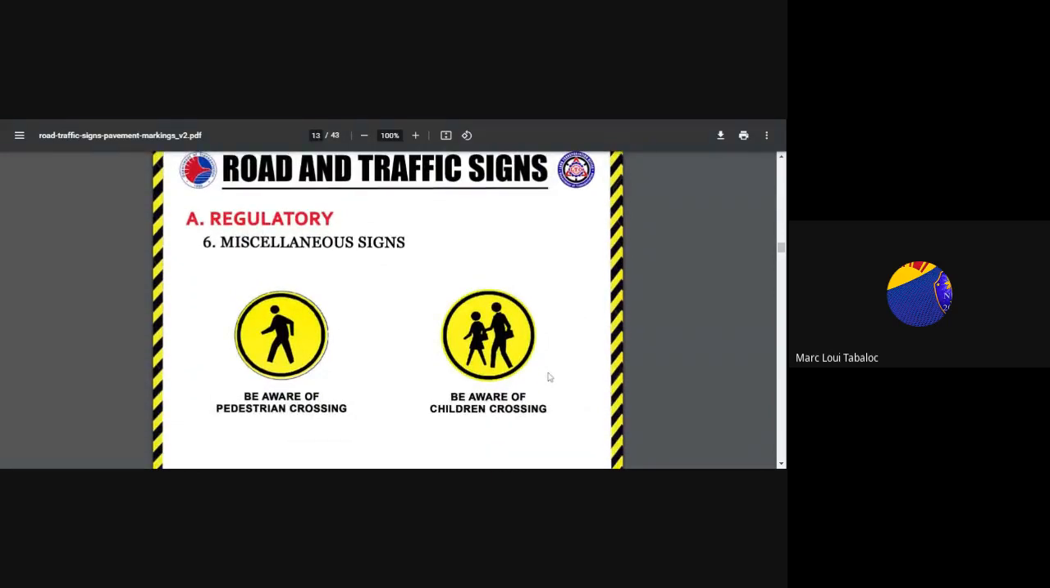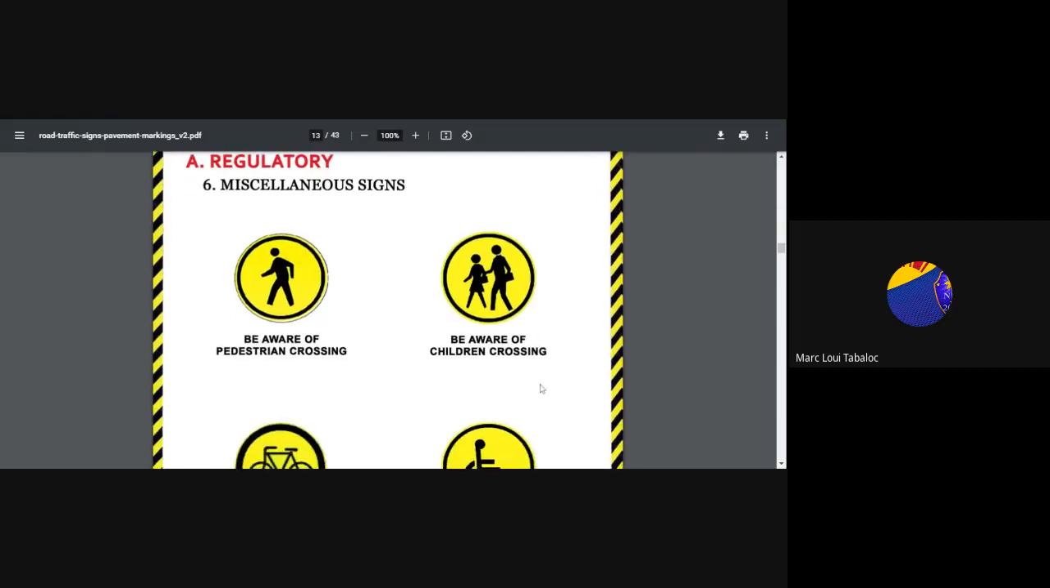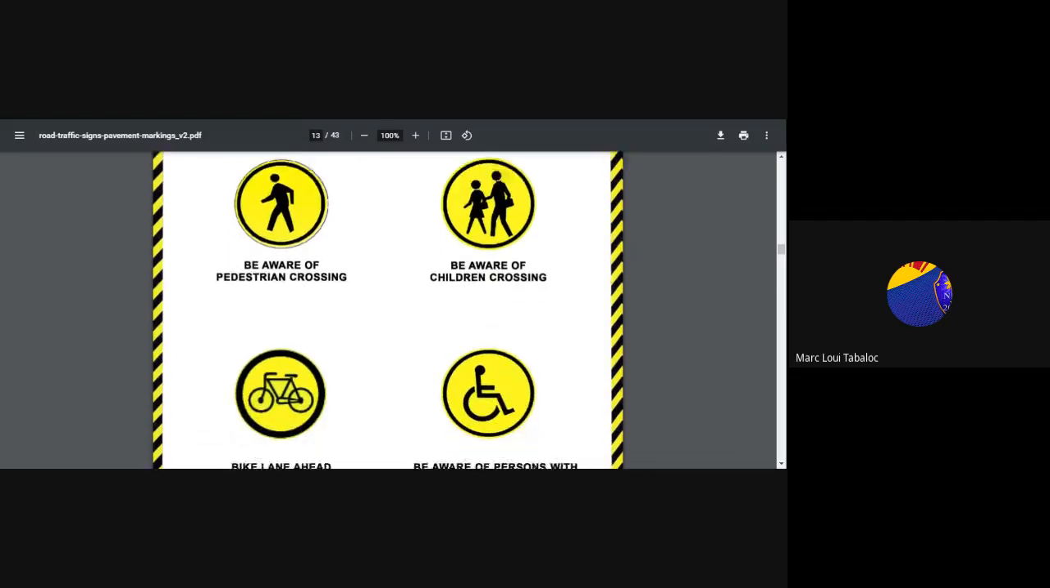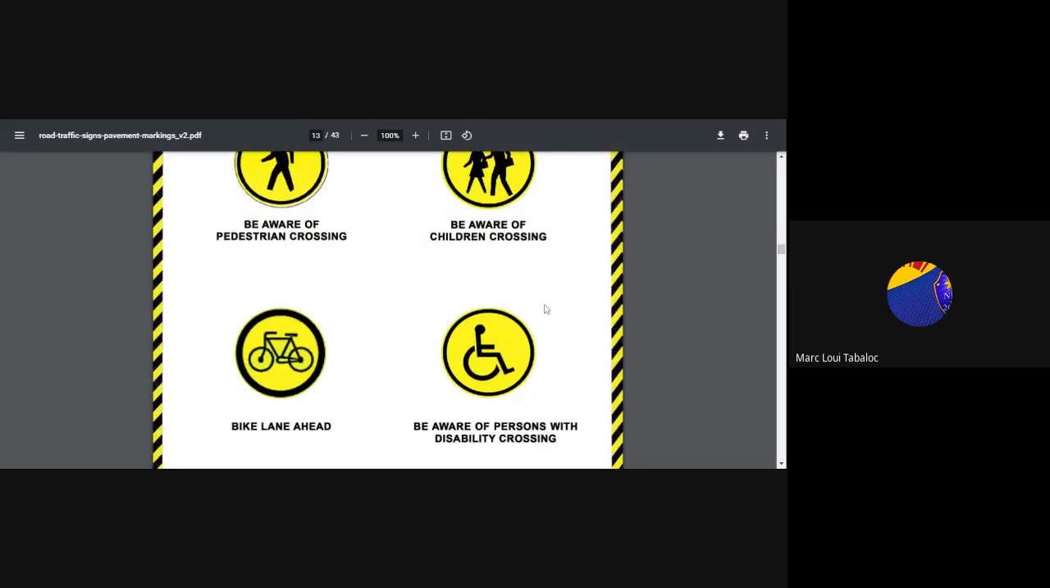And other miscellaneous signs with a yellow background and black lettering to make aware or inform people na, oops, may pedestrian crosswalk way ahead. Ayan. Or to inform road users na, oh, kung may person with disability, as per Batas Pambansa bilang 344, bigyan nyo sila ng right of way. Or may bike lane ahead. Yan.